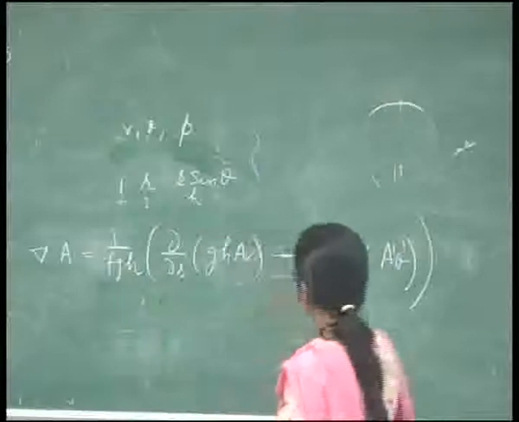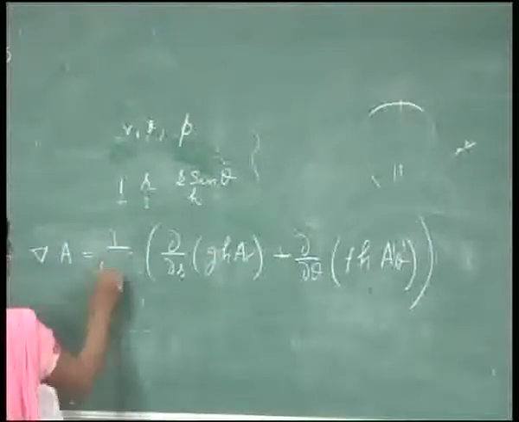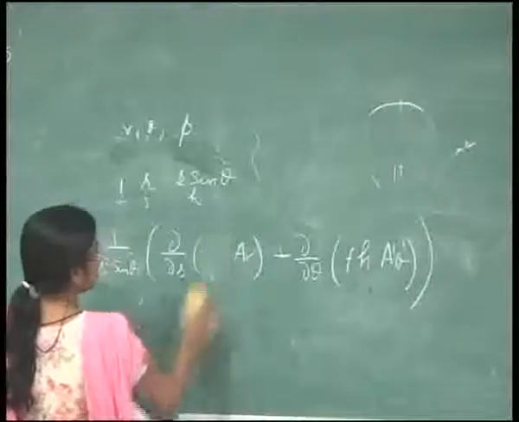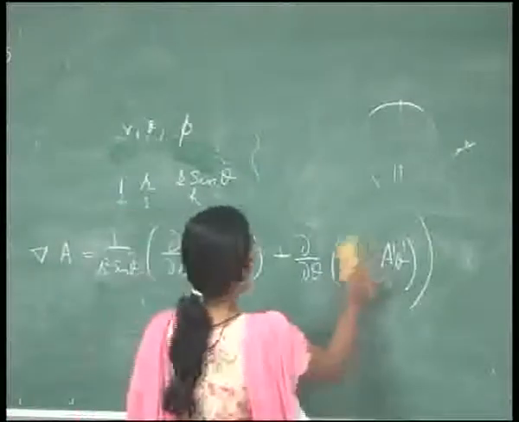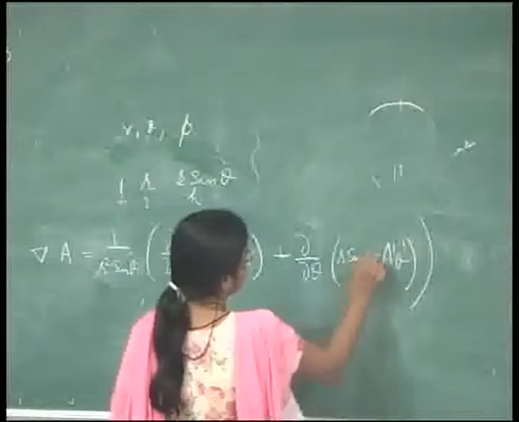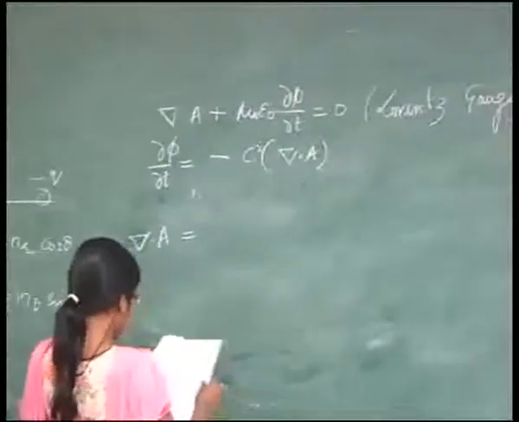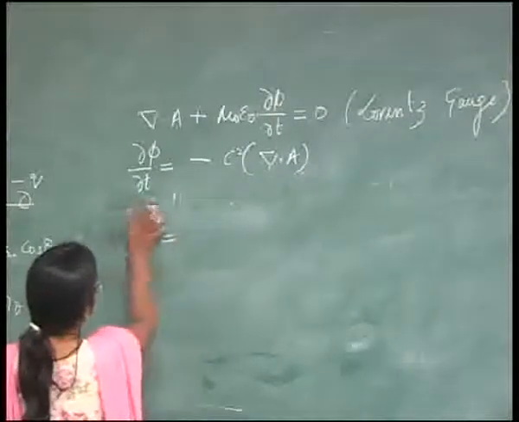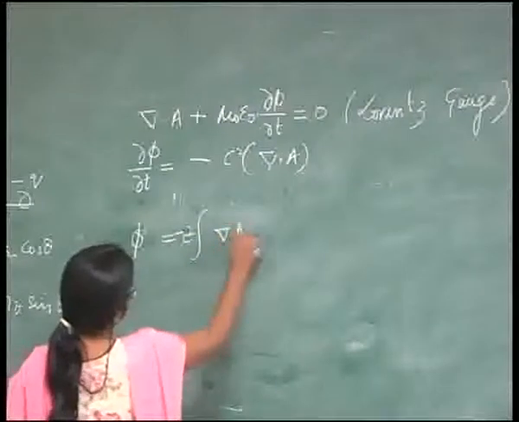You can check this. Now we simply substitute the values of f, g, h. So I get 1 by r square sin theta, and g h is r square sin theta into A r, and f h is r sin theta into A theta. Now you need to calculate del dot A into c squared. So I can say that phi is equal to the integral of c square del dot A dt.